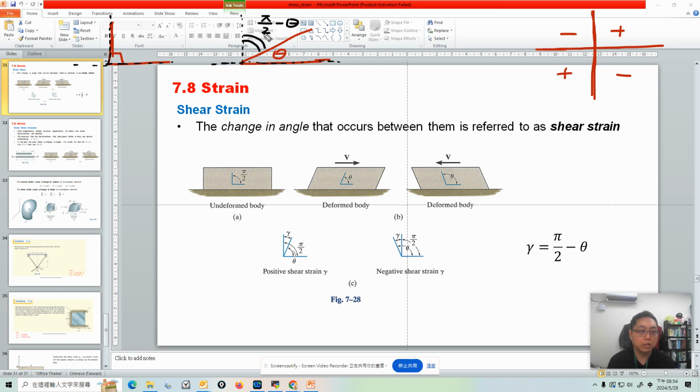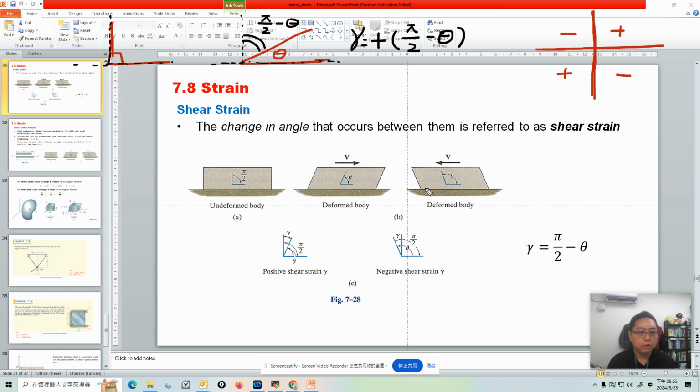Is this shear strain positive or negative? This is our reference, and this is after the deformation. This angle change is in the first quadrant, and this quadrant is positive. So the shear strain is positive, pi over 2 minus theta. So we reach the same answer here.